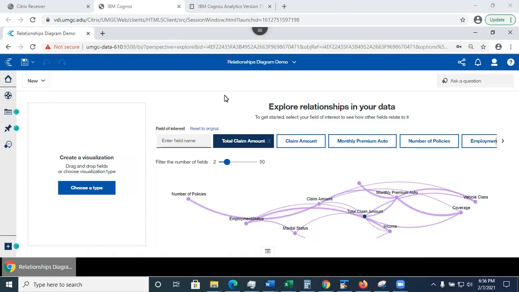This short video is on relationship diagram. For this example, we are looking at the car claims data. The data tracks the car information, the car insurance coverage information, and the customer information. And based on that, we are trying to estimate the total claim amount.